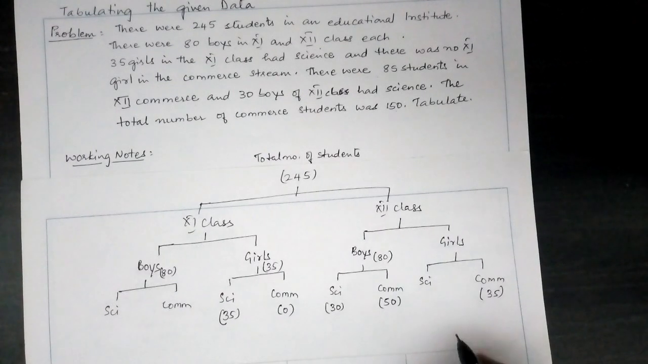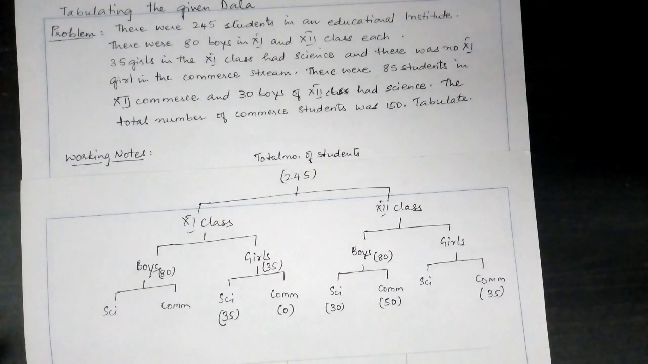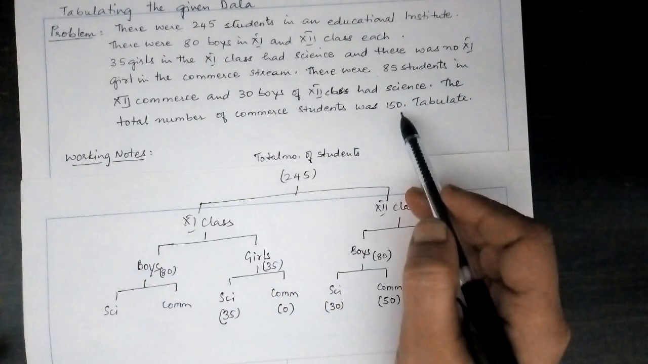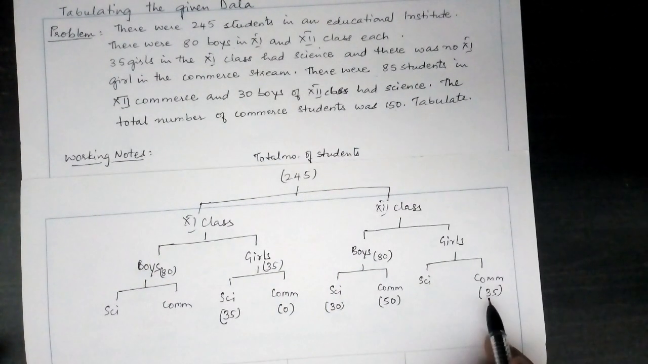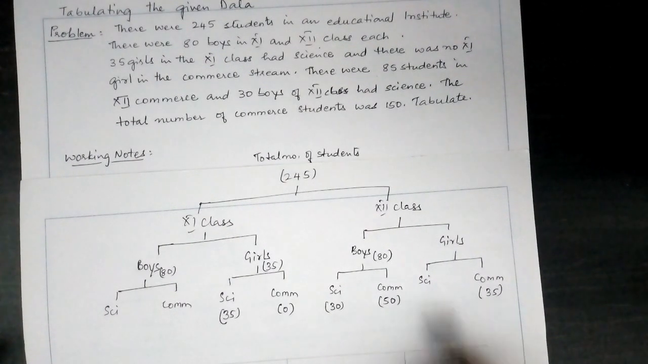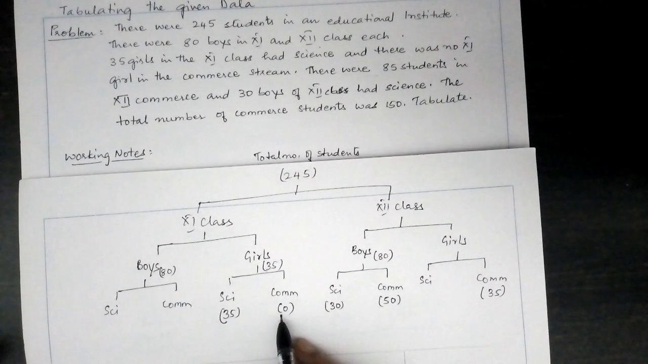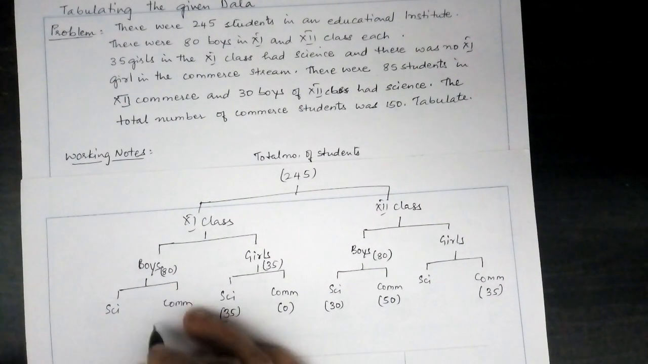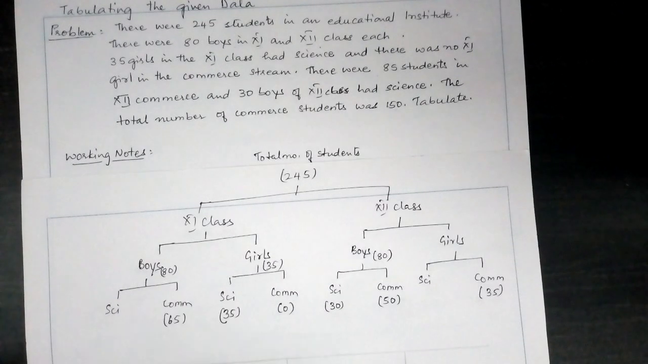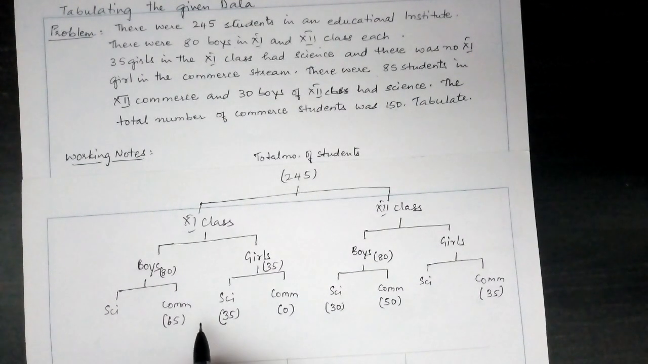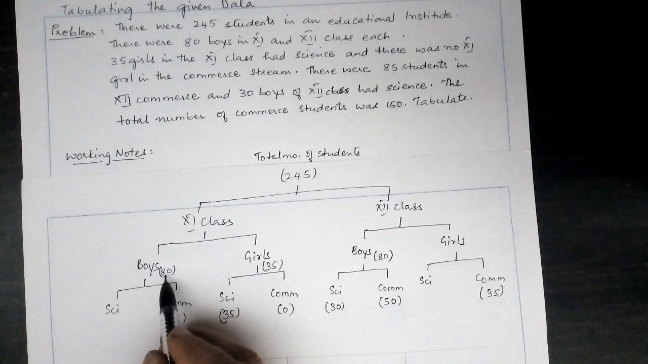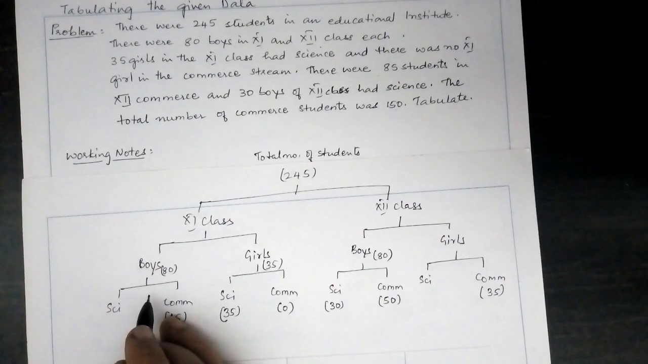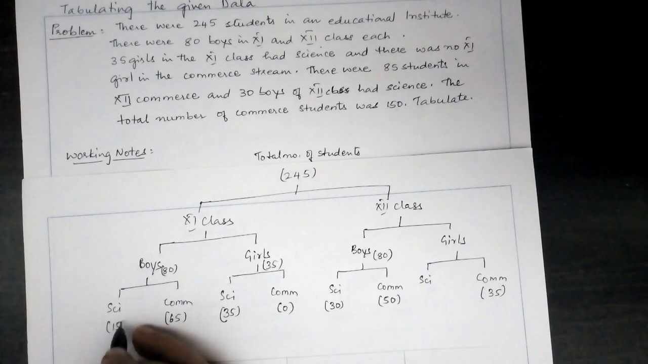Now he says the total number of commerce students is 150. 150, we already have 35 here, 50 here and 0 here. So this is 85. So 150 minus 85 will give us 65 students here, 11th class boys who have taken commerce. Now if there are 80 boys and 65 have taken commerce, how many are science? 80 minus 65, which is equal to 15.